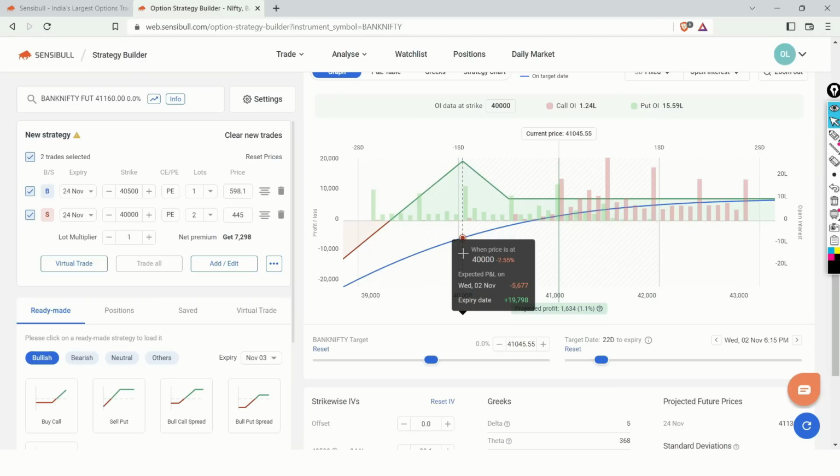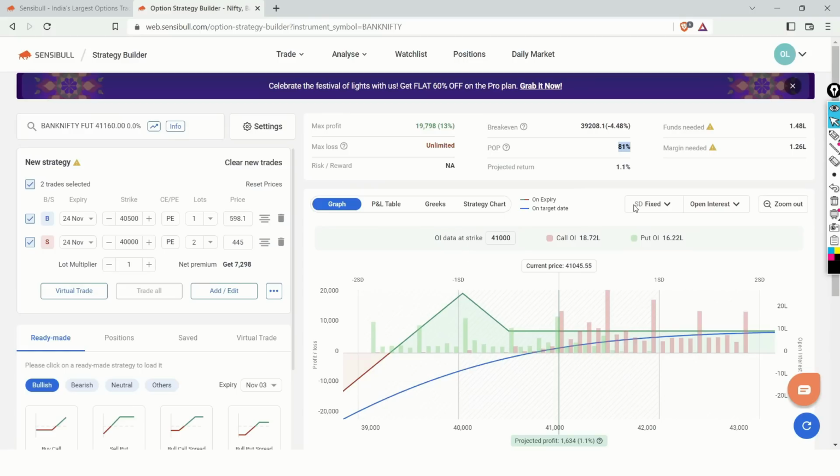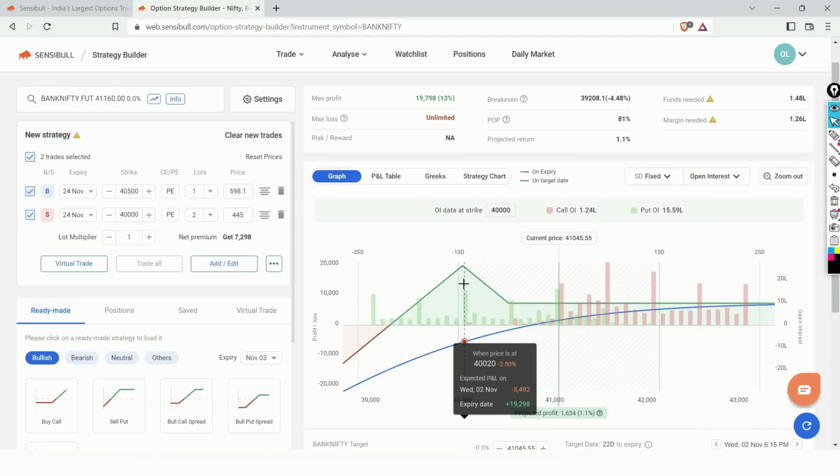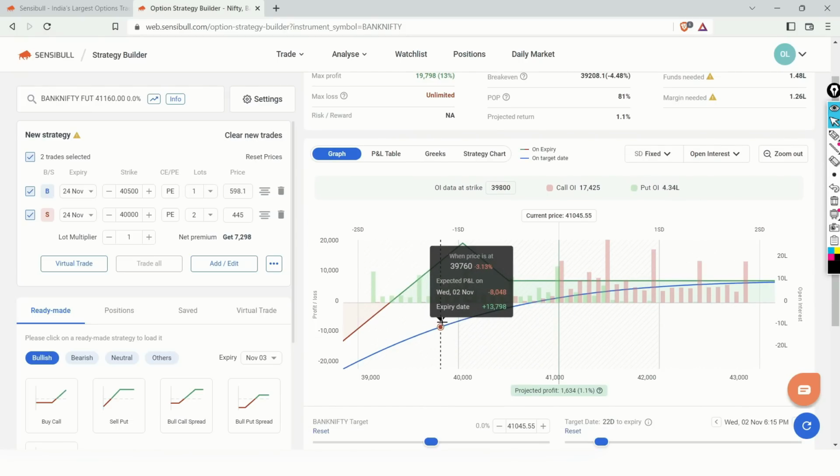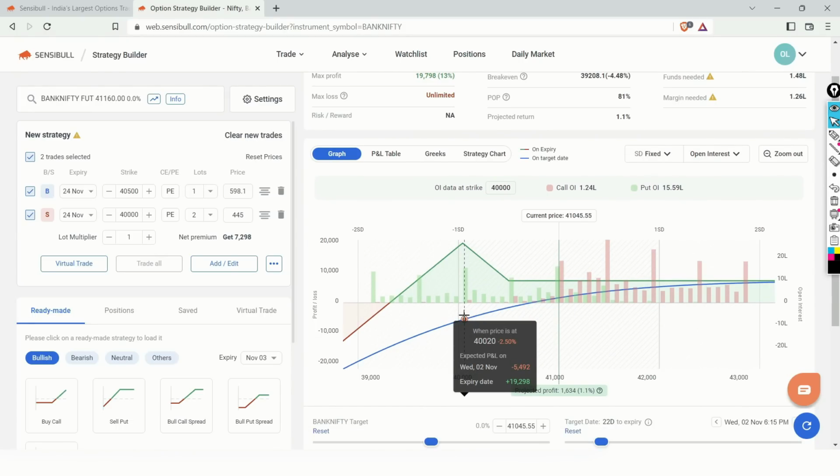When that happens, you can see that you would have lost close to around 2.5% on the total capital deployed. You would have lost close to around 5,500 rupees on the total capital deployed of 1.26 lakh. Even though at 40,000 you have the maximum profit at the end of the expiry, if the market actually comes towards 40,000, maybe right after you enter the trade, or maybe in 2 or 3 days after, you're going to have a loss of close to around 5,500 rupees, or close to around 2.5%. So this is where it becomes really hard as a discretionary trader.